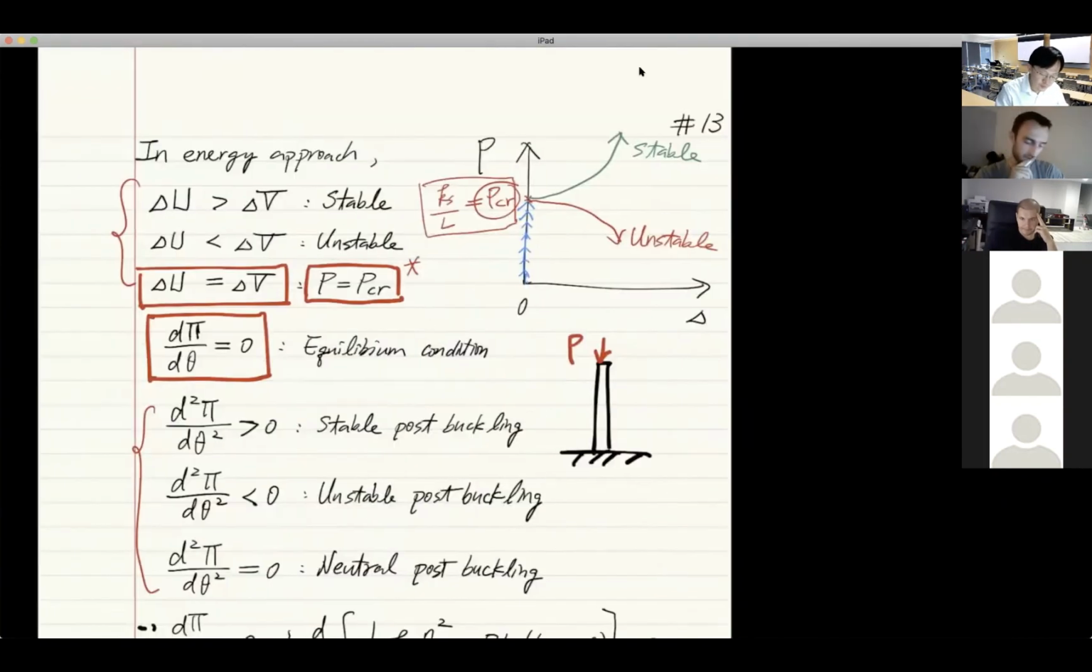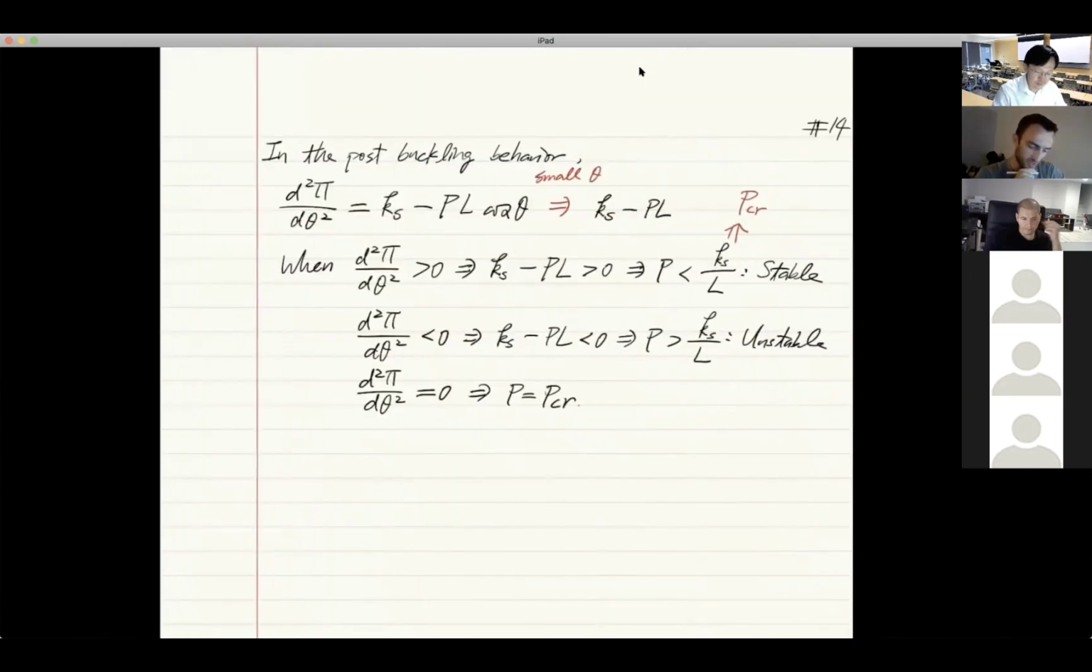One question, Professor. Yes. Shouldn't it be the other way around? Because just looking at the graph, greater than PCR means you're in stable condition. Smaller than PCR, you'd be in unstable condition.